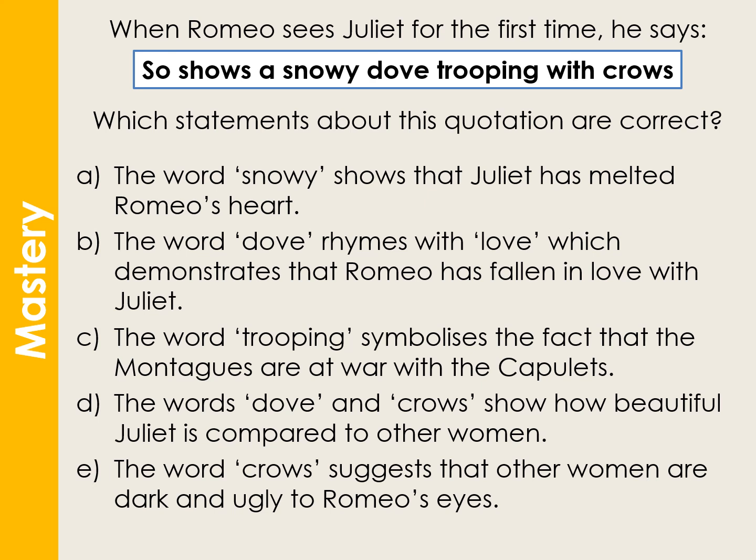Is it A, the word snowy shows that Juliet has melted Romeo's heart? Is it B, the word dove rhymes with love, which demonstrates that Romeo has fallen in love with Juliet? Is it C, the word trooping symbolises the fact that the Montagues are at war with Capulets? Is it D, the words dove and crow show how beautiful Juliet is compared to other women? Or is it E, the word crow suggests that other women are dark and ugly to Romeo's eyes? Pause the recording now and just write down the statements that best fit or best describe this quotation.